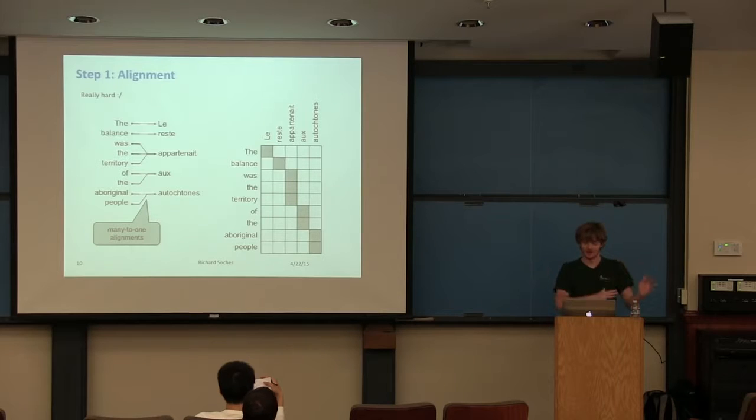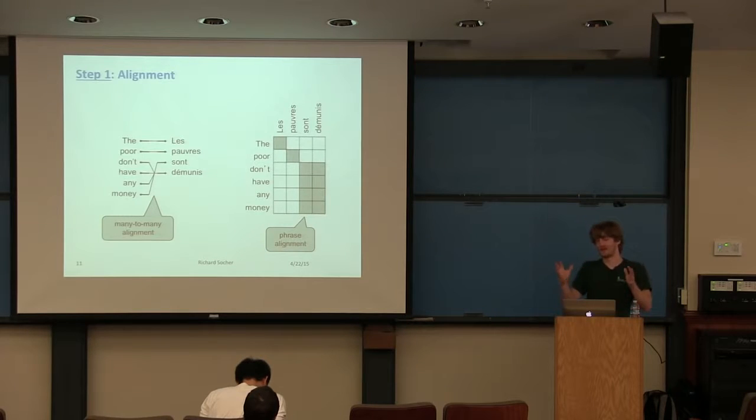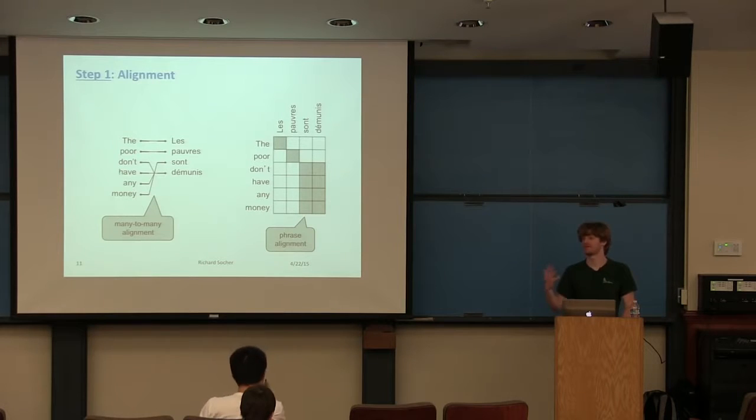And it doesn't end there. The same thing is also true for the other direction. So you have many-to-one alignments, and those pose problems. And in the end, you can also have many-to-many alignments. So "the poor don't have any money," "les pauvres sont démunis." Basically here, "don't have any money," or "not having any money," basically translates to "sont démunis." And so now, basically, that first alignment step will already pose quite a challenging problem, and there are lots of different machine learning models that try to solve that.